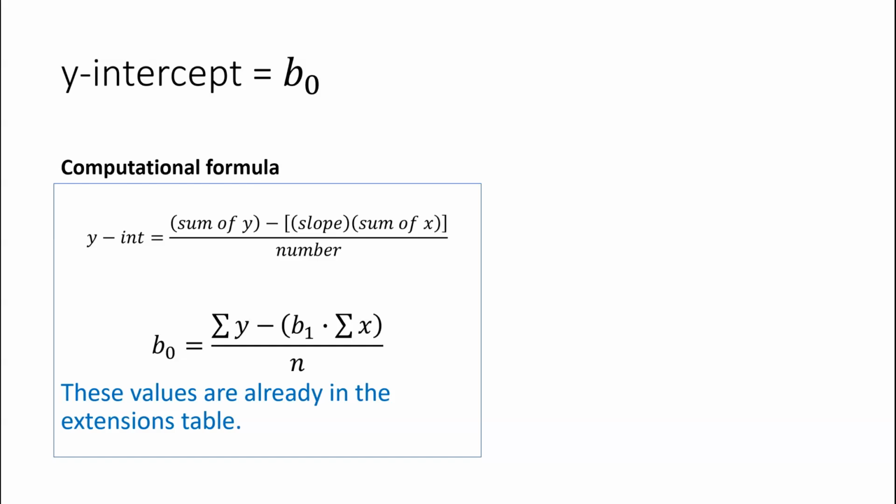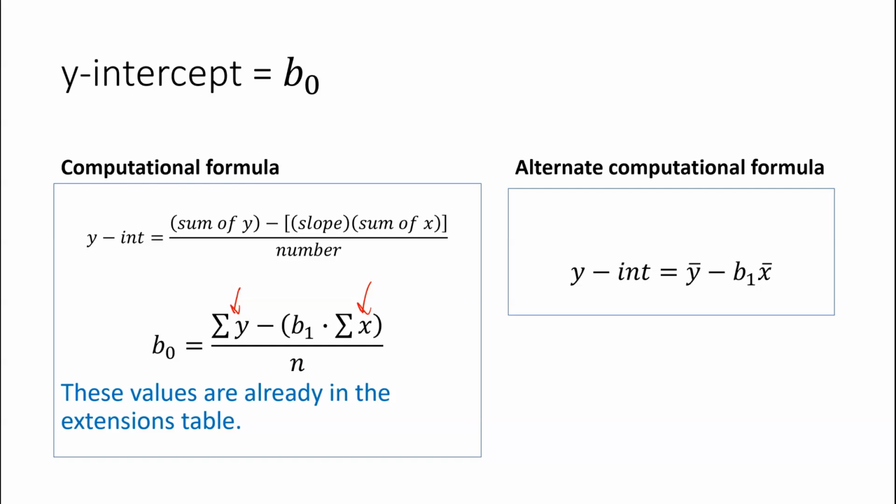For the y-intercept, or the B0 value, that is the sum of the y values, subtract B1, which is calculated in the last formula, multiplied by the sum of x, and the whole thing is over n. And again, these are from our tables as well. Those three values that you get from the tables are the ones we're going to need again. Actually, there are 5 values in the table. There is also a computational formula, but I recommend we just stick with this one.